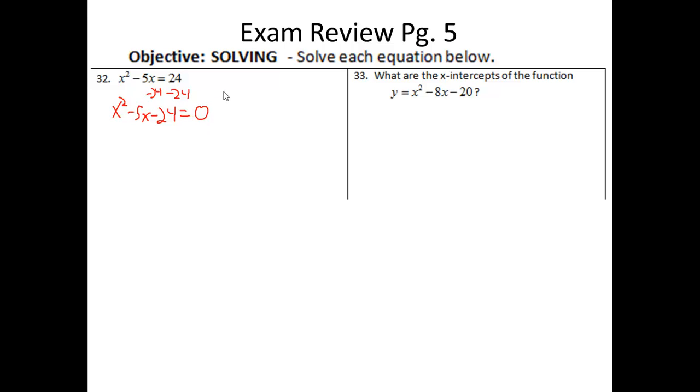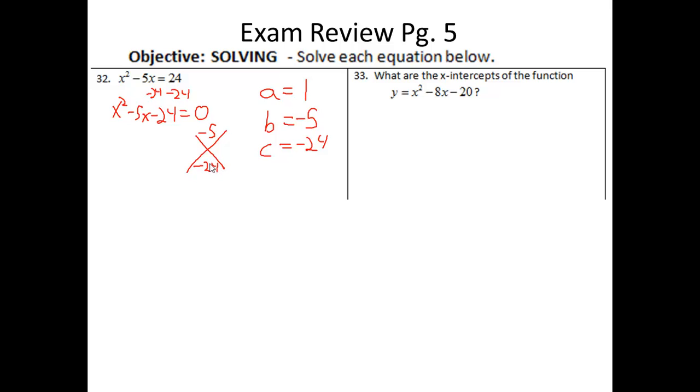Now, if we were using the quadratic formula, we would say that a is equal to 1, b is equal to a negative 5, c is equal to a negative 24. Now I'm going to show you another way to solve for your x or your x-intercepts, and that is by factoring. Remember that when we factor, we put up that big x. In the bottom, we're going to put a negative 24. In the top, we're going to put a negative 5.